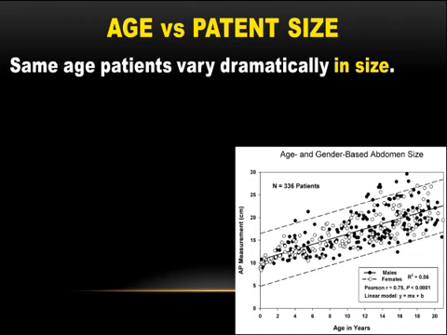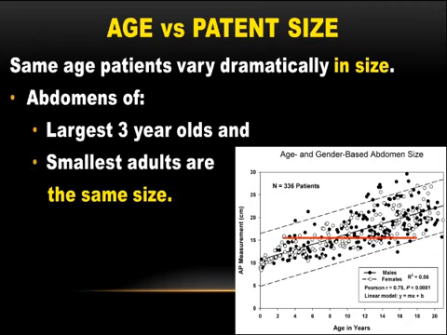Is it okay to use age to characterize patient size? And the bottom line to that is no. This is some data that was published in 2010 for AP abdomens for newborns on up to 20-year-olds. I can draw a straight line here which represents patients of the same size, and we see that the largest 3-year-olds are the same size as the smallest teenagers. That doesn't sit well with our intuition, but that's what the data shows us.